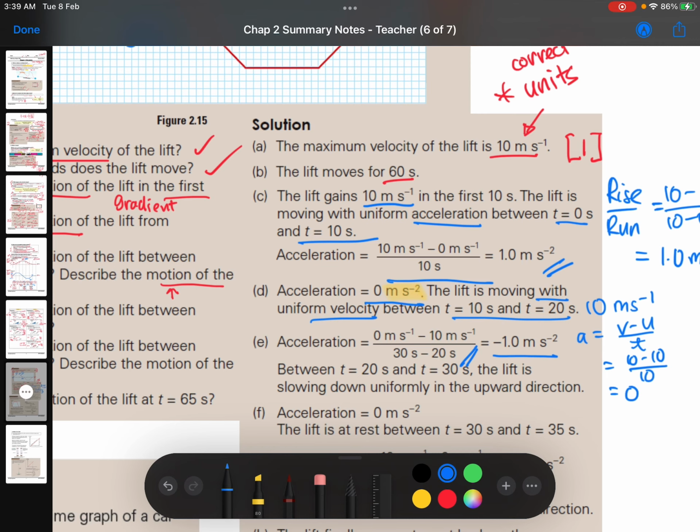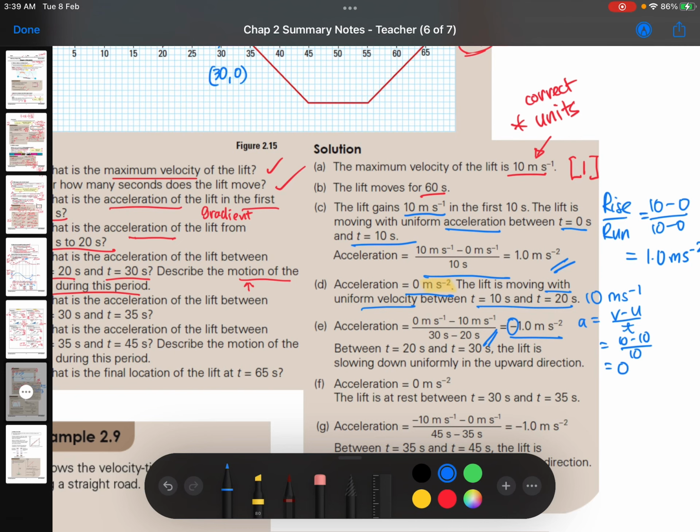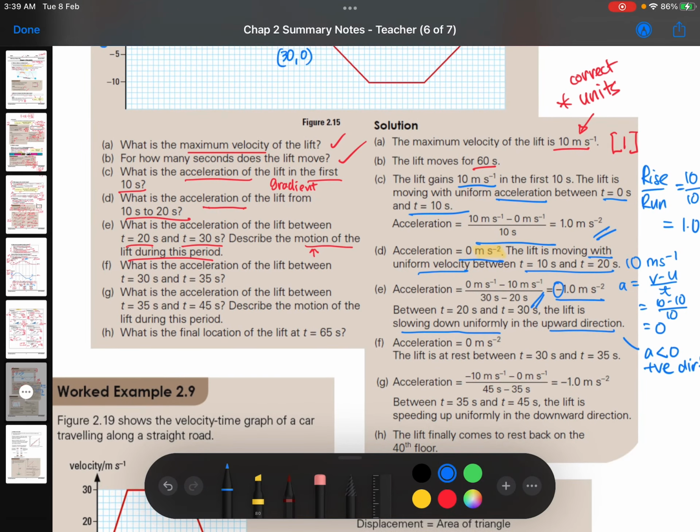Now you compare this, right? This minus sign means something. So between 20 to 30 seconds, the lift is actually slowing down uniformly in the upward direction. So in other words, a is less than 0 in the positive direction. Remember our example? If you don't remember, please refer to the earlier videos.